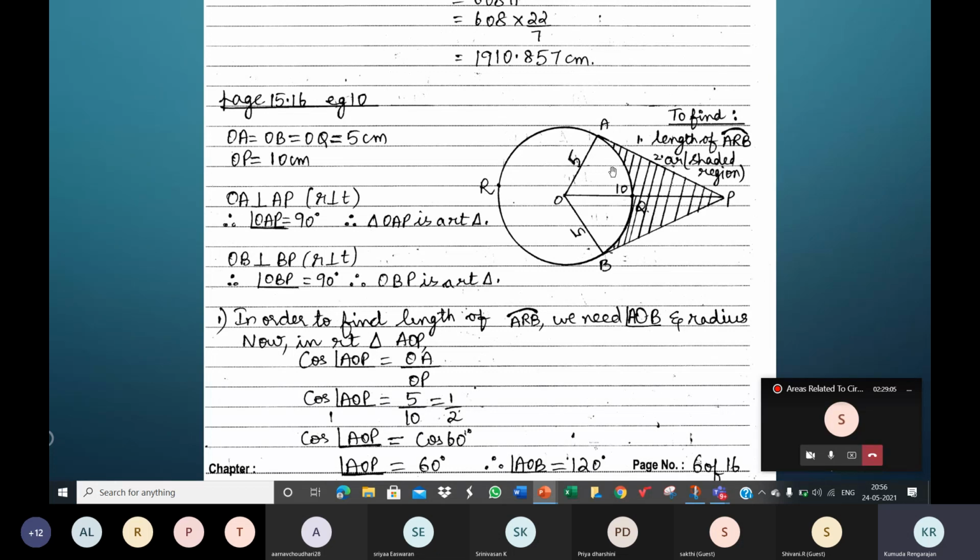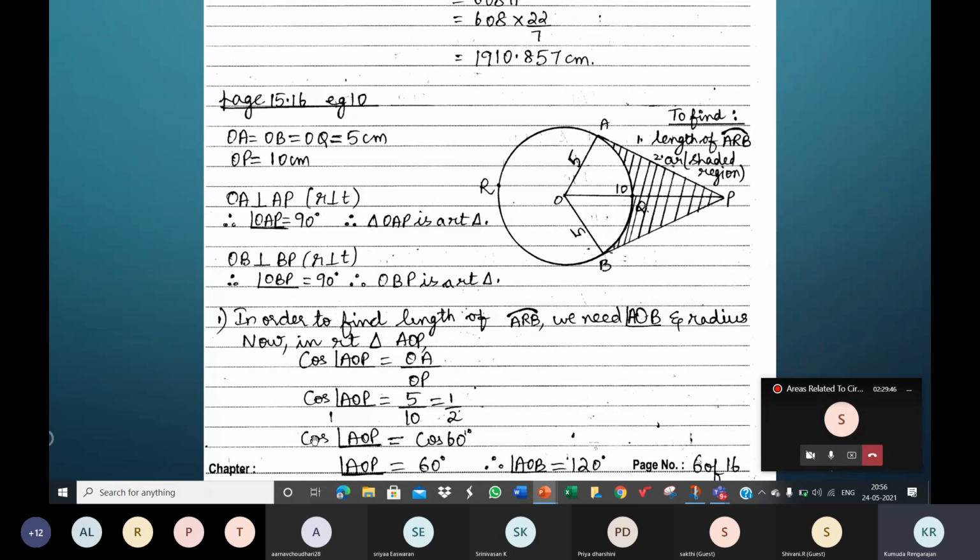Now we need to connect 5 and 10, these two sides which you know, with this angle AOP. For this angle, this is the adjacent side and this is the hypotenuse. Adjacent OA and hypotenuse OP for this angle AOP. You can use cos or secant. So cos of angle AOP is equal to the adjacent side OA by the hypotenuse OP, which is 5 by 10, which is 1 by 2.